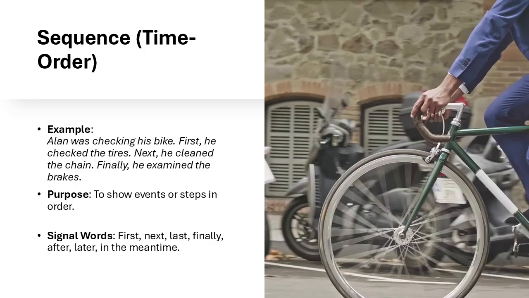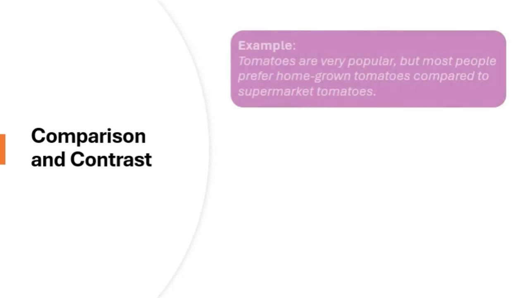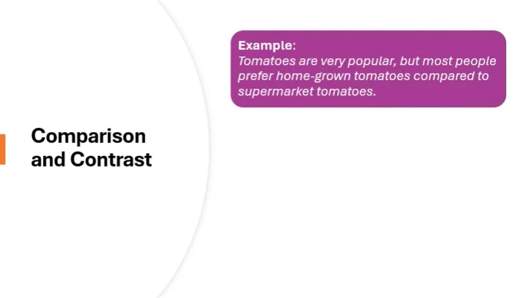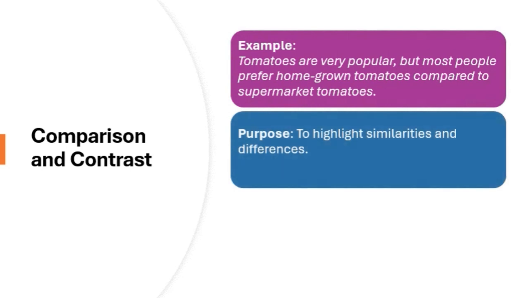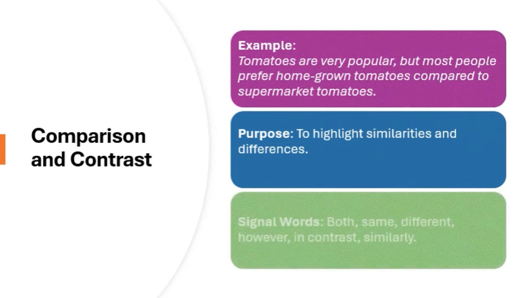achieve. Now on to comparison and contrast. This is exactly what it sounds like. You're either comparing two things, showing their similarities, or contrasting them, highlighting their differences. For example, if you're writing about tomatoes, you might compare homegrown tomatoes to store-bought ones. Homegrown tomatoes may be fresher and tastier because they're picked at peak ripeness, while store-bought tomatoes, picked early for transport, might not have the same flavor. This pattern works well when you want to explore the pros and cons of two ideas, products, or situations.